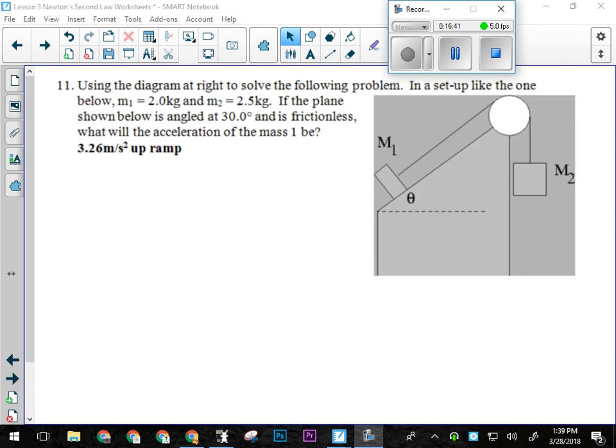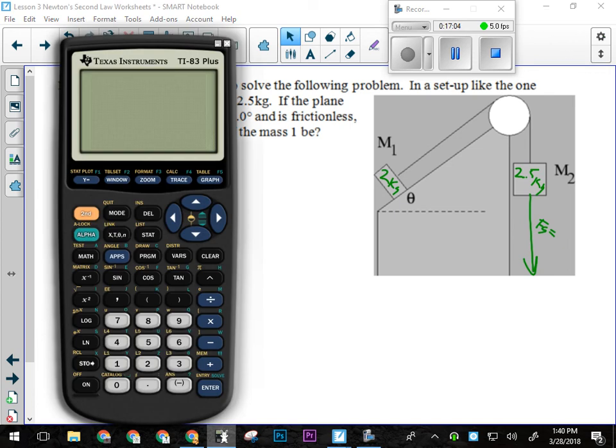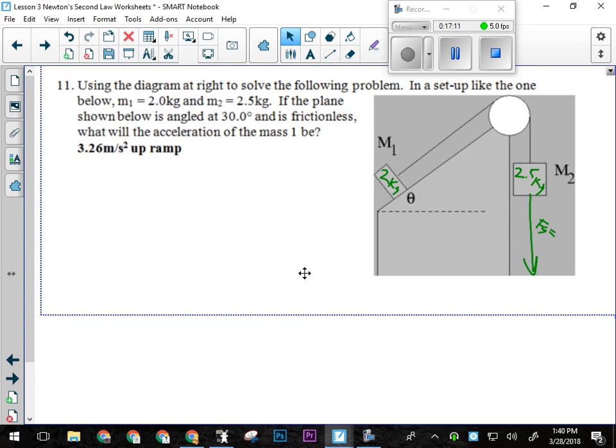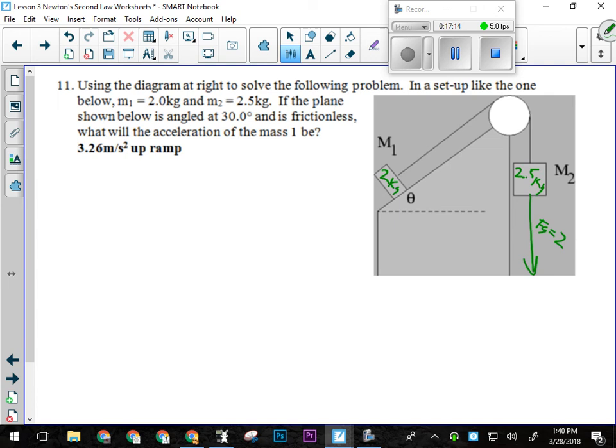Okay, so for number 11, we've got our inclined plane here. We know the masses. Mass 1 is 2.5 kilograms, this one's 2.0 kilograms, and this one's 2.5 kilograms. All right, the forces involved. I've got a force of gravity here that I can calculate. So 2.5 times 9.81 gives us 24.525 newtons.